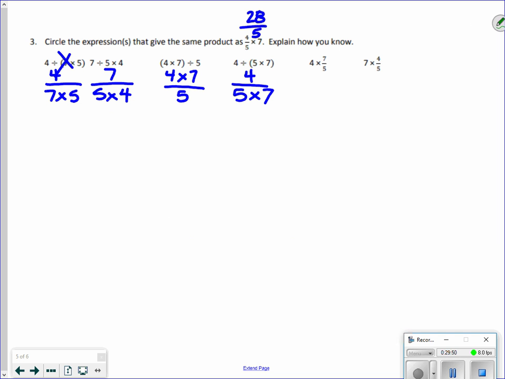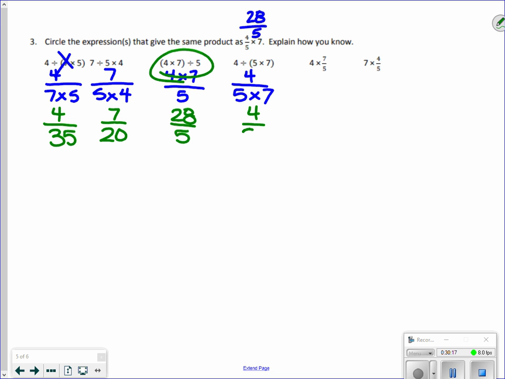Okay, so the first one ends up being 4/35. Will that one work? No. 7 over 20. No. 4 times 7, 28, divided by 5. Is that the same thing? Yes. So that one's the same. 4 divided by 5 times 7. So 4 over 35. Is that the same thing? No.